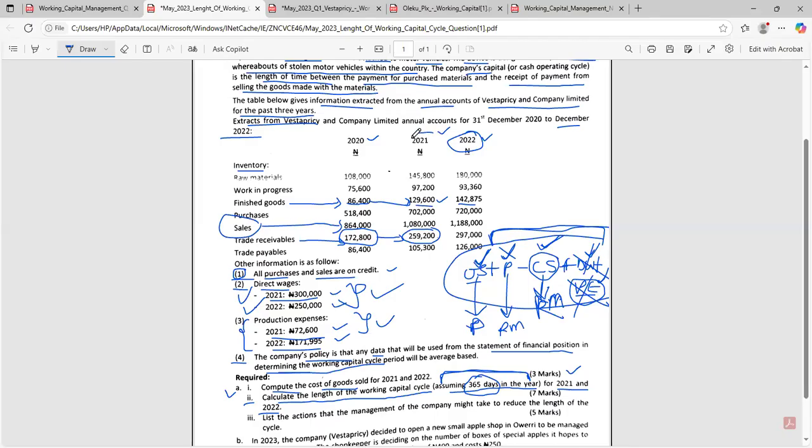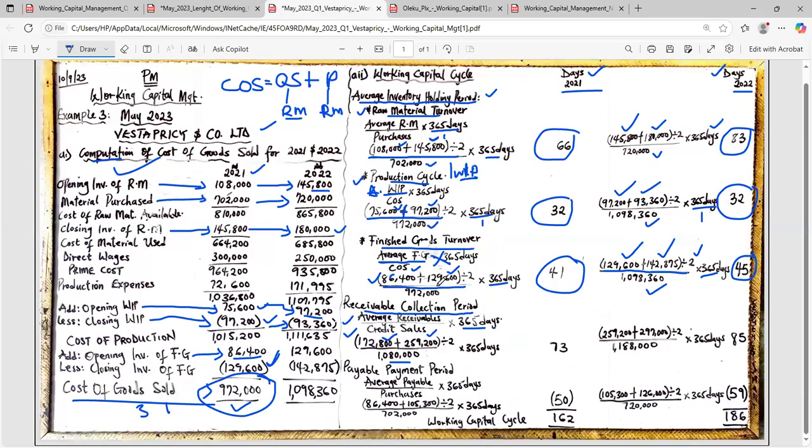So what is the sales for 2021? Our sales for 2021 is 1,080,000. So bring it and put it here. Please add this up for me: 172,800 plus 259,200, divided by 2 and divided by 1,080,000. Then multiply by 365 days. You get 73 days. Confirm.